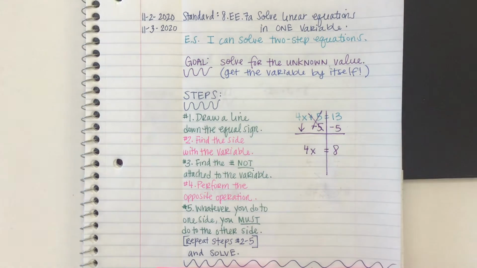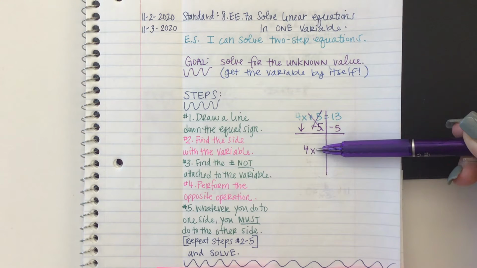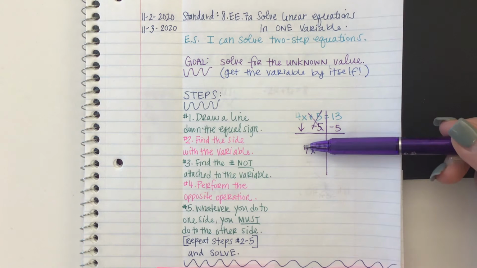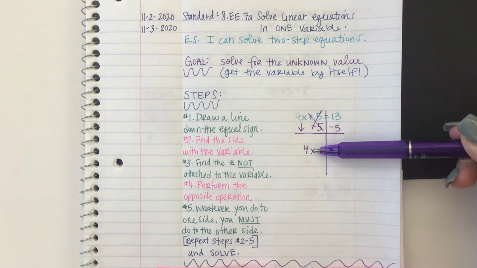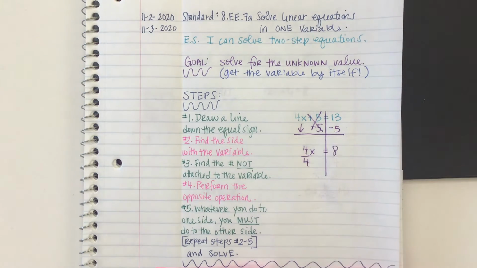And now this is just a one-step equation. You can repeat the steps again if you need to do so. So you draw a line down the equal sign, you find the side with the variable, and now you find the number attached to the variable and perform the opposite operation. So what you need to know is that when a number and a letter, a variable, are right next to each other, that is multiplication. So the opposite of multiplication is, in fact, division. So I'm going to go ahead and divide by 4.